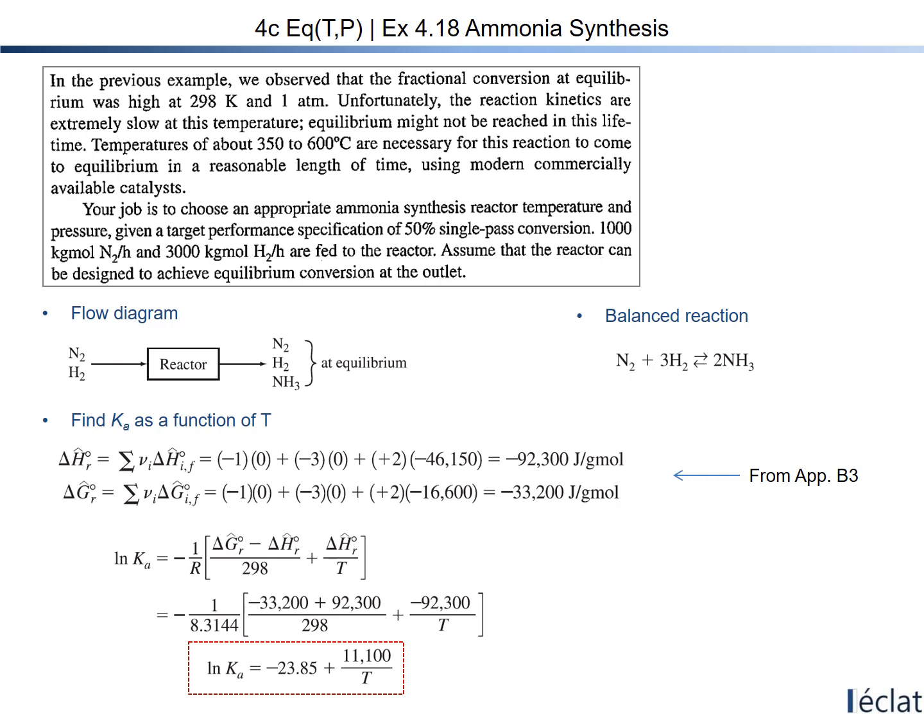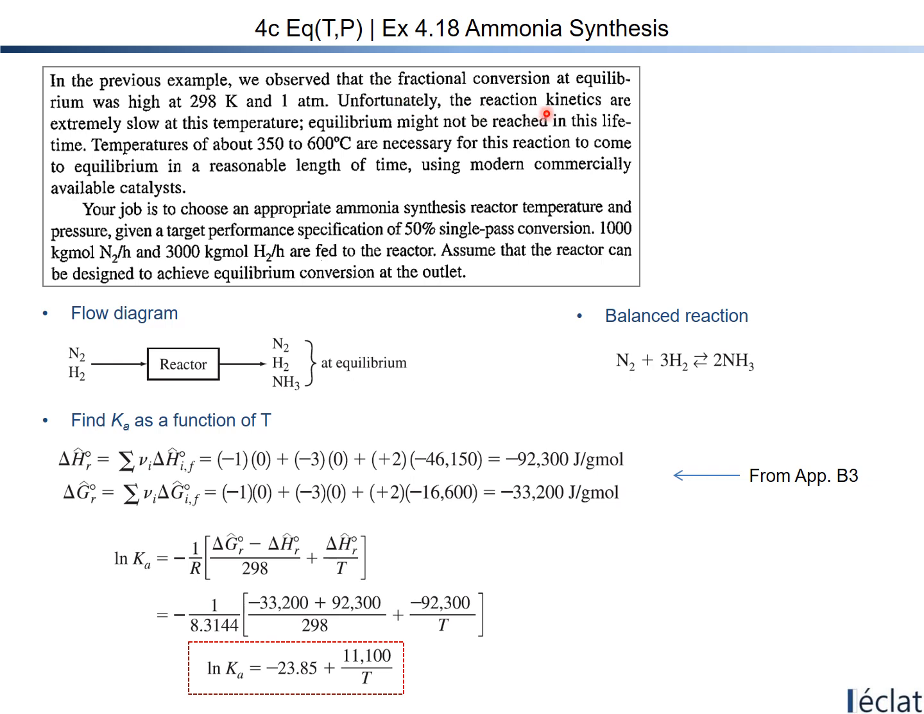Okay, so here is example 4.18, still on the ammonia synthesis. In this example, we will try to find the temperature and pressure for satisfying specified system performances. In the previous example, we observed that the fractional conversion at equilibrium was high at 298 K, I mean 25 Celsius degree, and 1 atm.